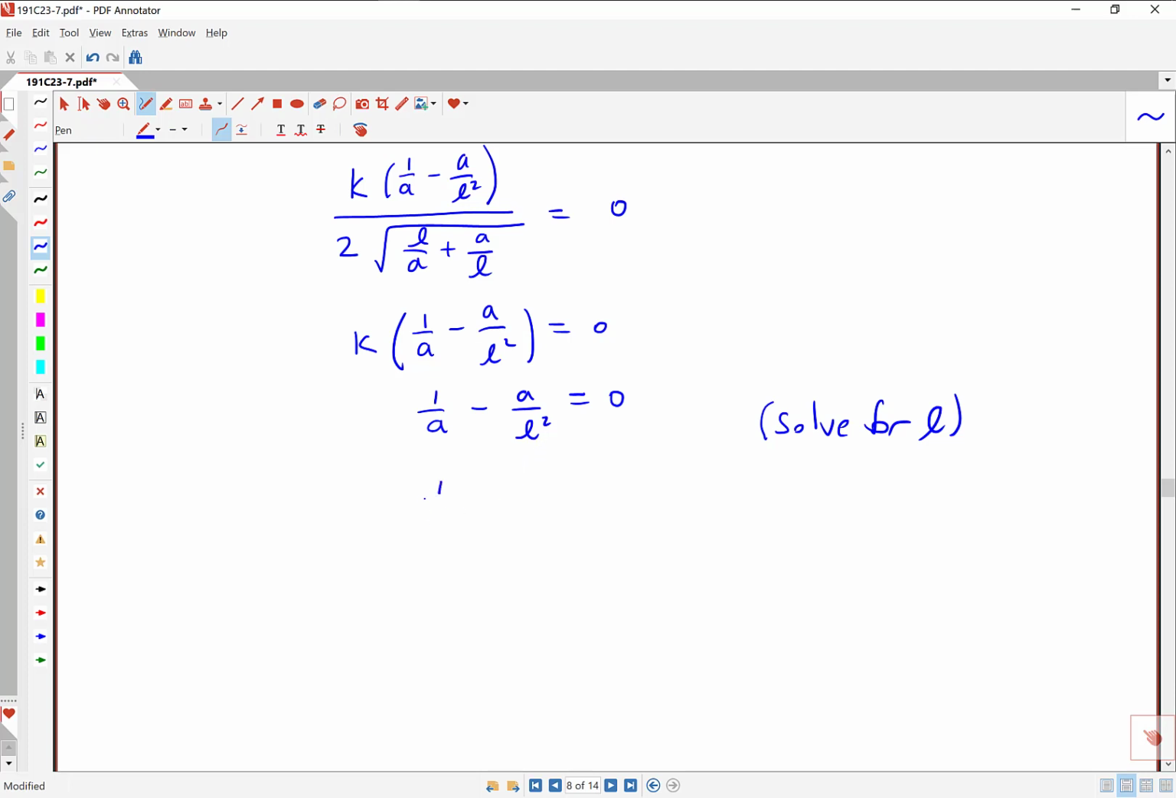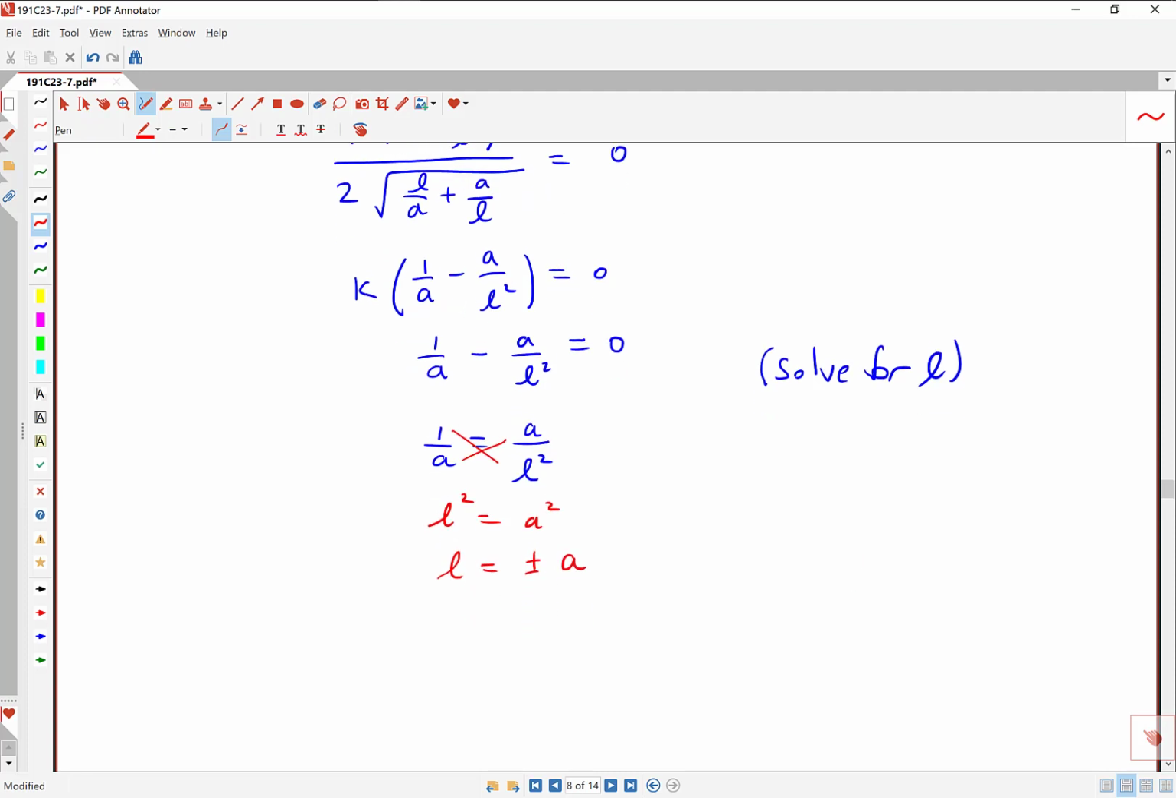So an easy way to do that, if you just have 2 terms on the left side, is to bring 1 term on either side of the equation. So you got 1 over A equals A over L squared. We can now just cross multiply here. So multiply these guys, multiply those guys, get L squared equal A squared. And then you can say, well, we can take roots of both sides as long as we realize that there's going to be a plus and minus solution. So L can be either plus or minus A. And in theory, that's the correct math.